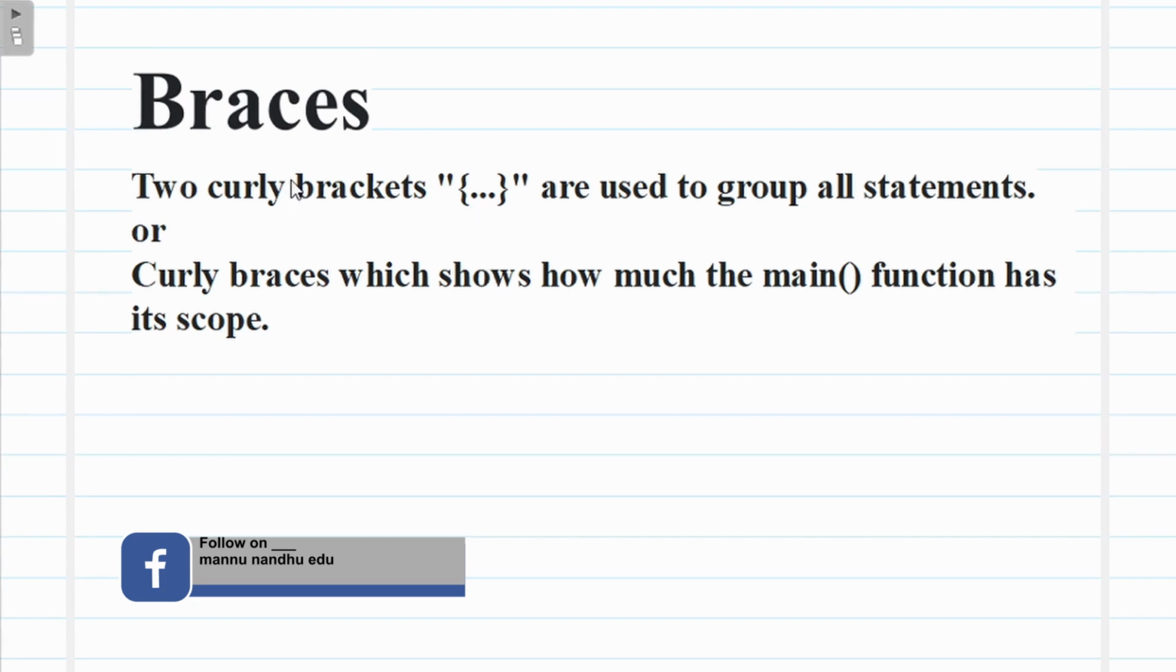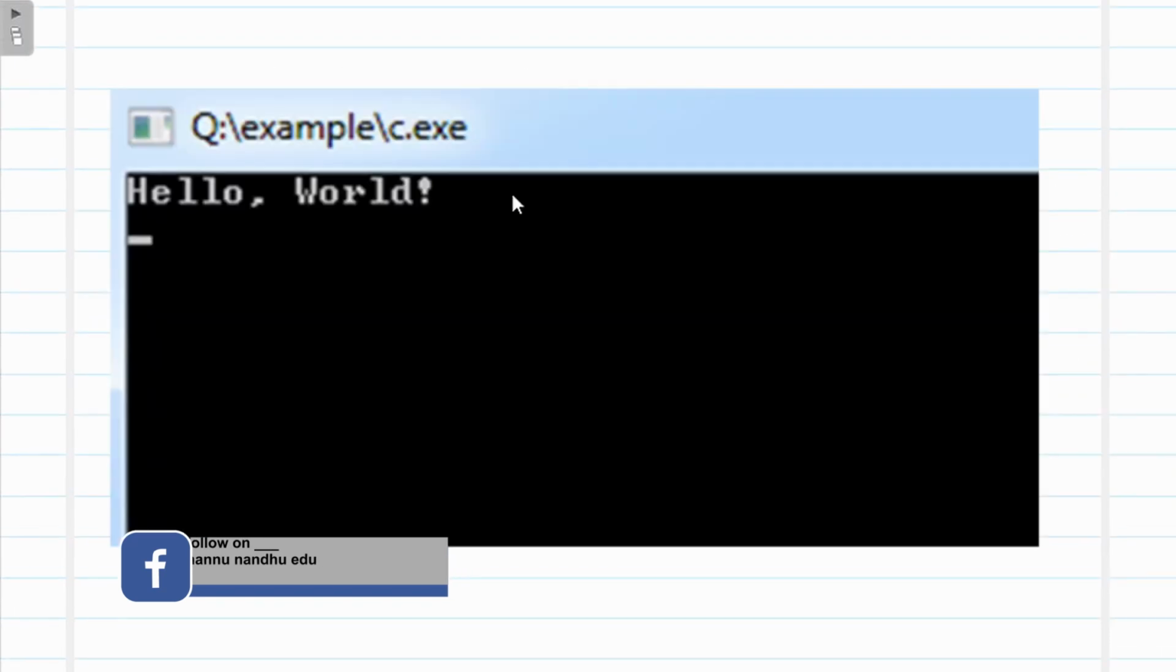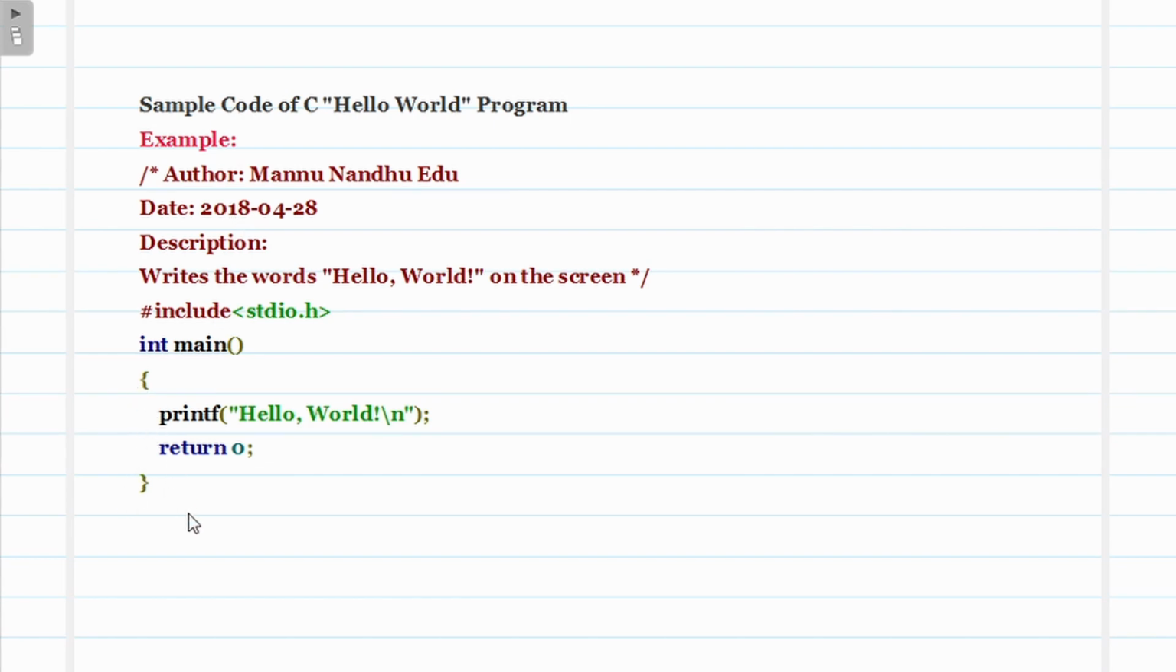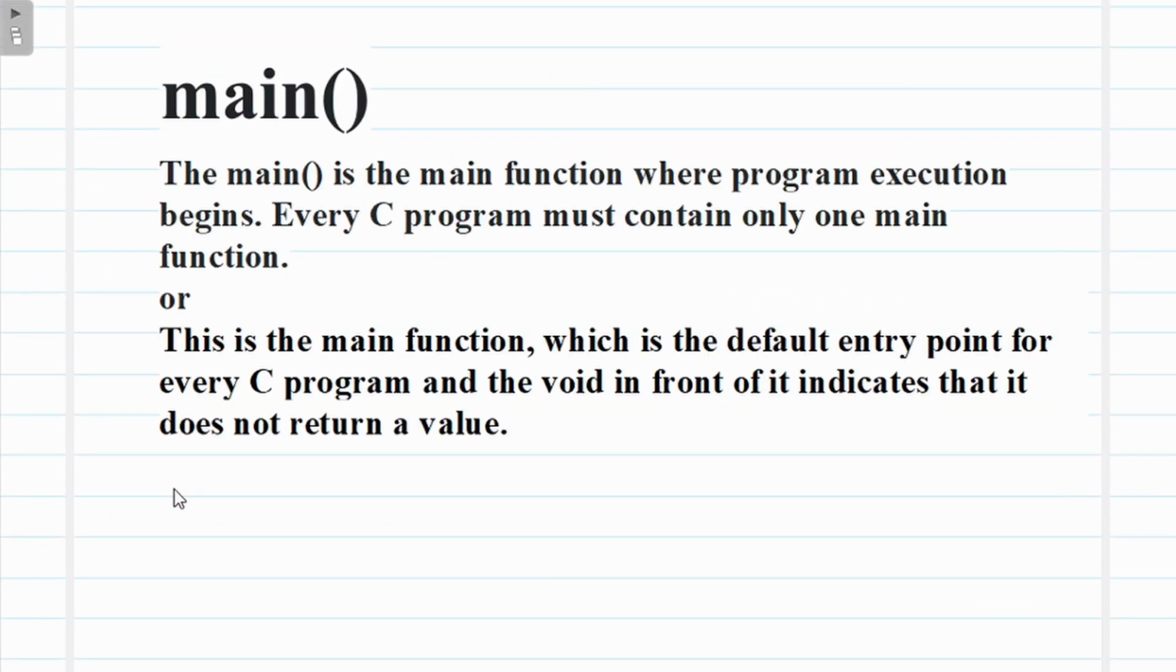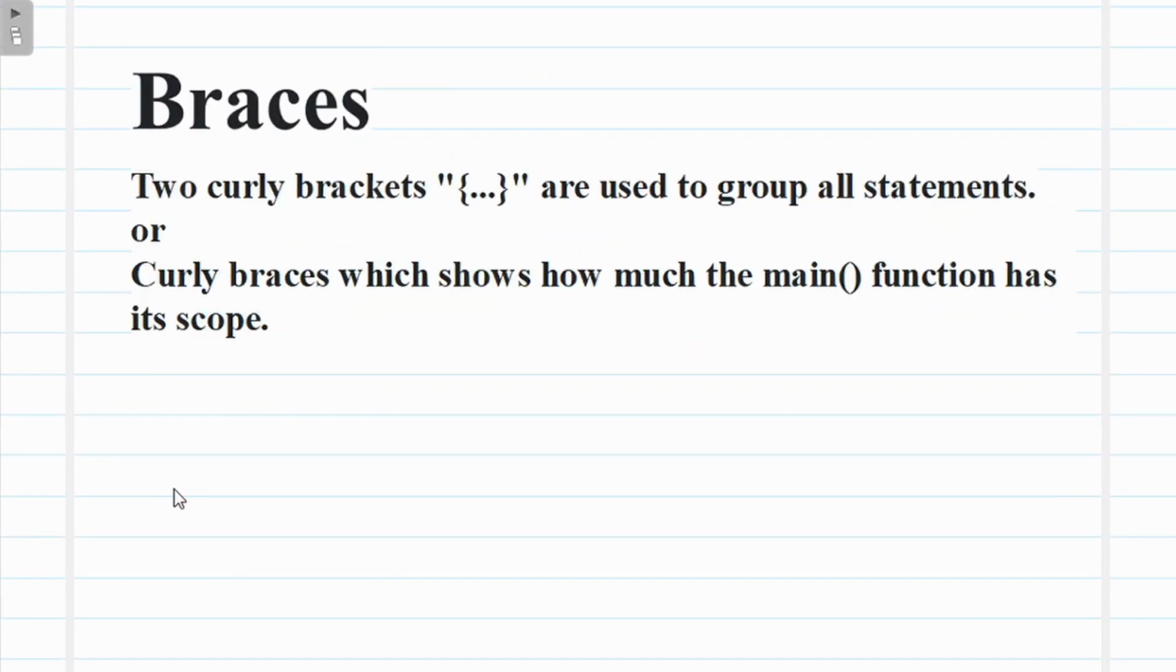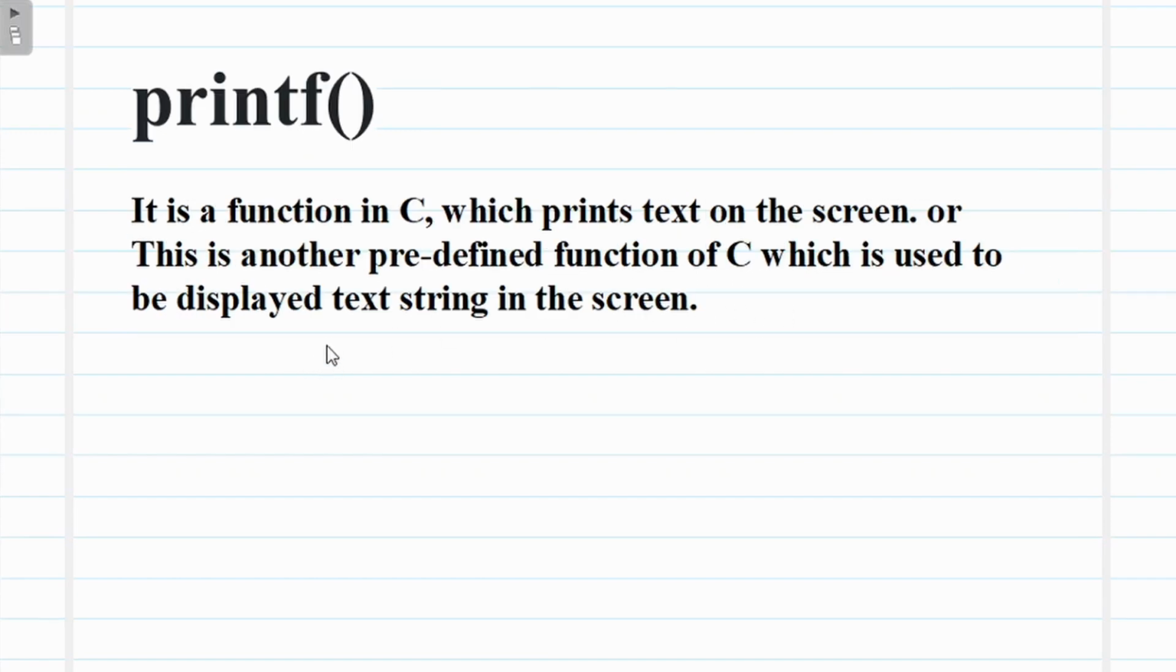Then braces, that means curly brackets. What are the uses of curly brackets in this program? We have to use two curly braces, one open and one closed. In every program, after main we use curly braces because we have to indicate the int main function. The main function will start from here and end here. I want to use all the statements as a group. That means curly braces group all statements and show how much of the main function has its scope.